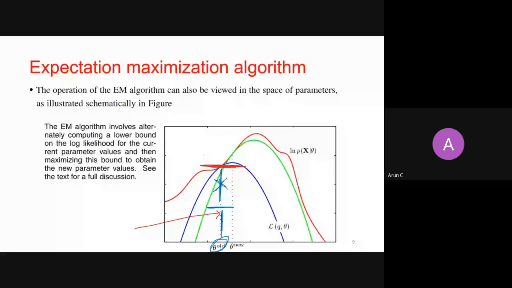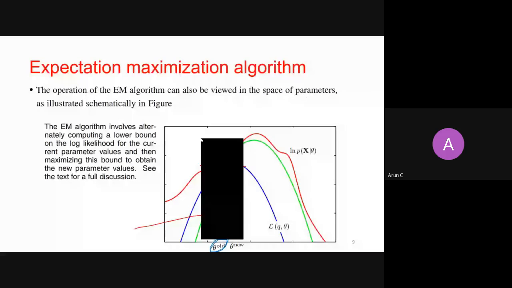KL divergence will go to zero. The moment it goes to zero, this lower bound will directly touch this red bound, right? Because the KL divergence just disappeared. So this lower bound will come directly and touch the red bound. It is just my old theta. Then I want to maximize my L, right?